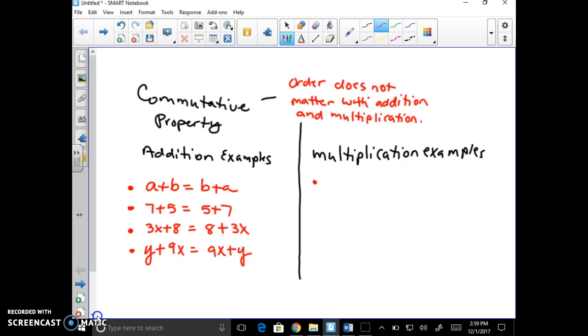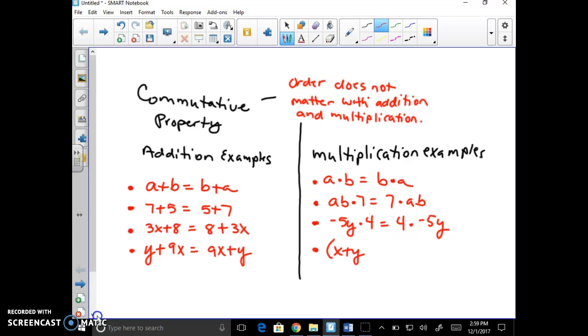Multiplication examples: a times b equals b times a. ab times 7 equals 7 times ab. Negative 5y times 4 equals 4 times negative 5y. Next one, (x plus y) times 3, there's parentheses, equals 3 times (x plus y).